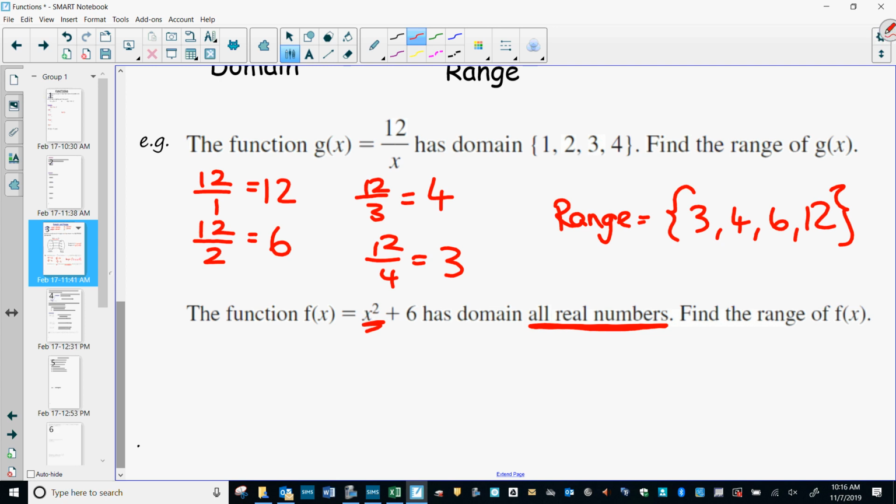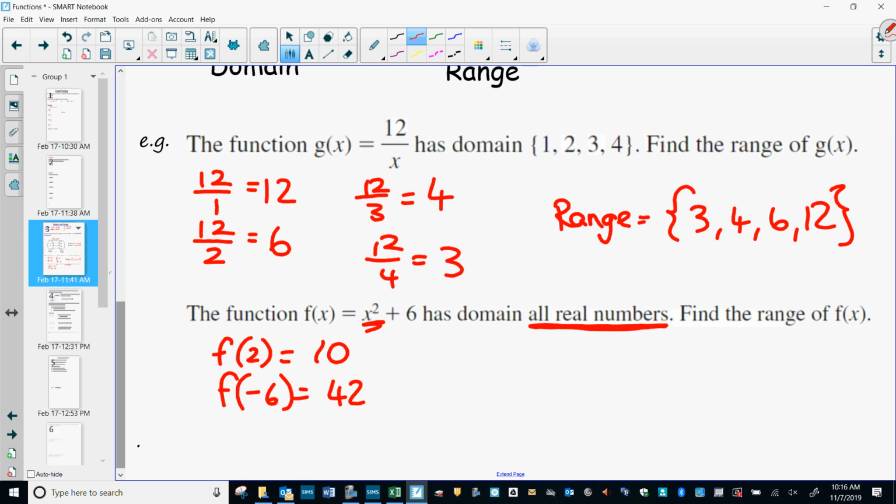Okay, so let's do this a different way. Let's pick a number, any number, and put it in here. So f(2). What's 2 squared? 4, plus 6. Okay, and find another number, maybe a negative number. So we go negative 6 squared plus 6. 42. What could be another good option to have?